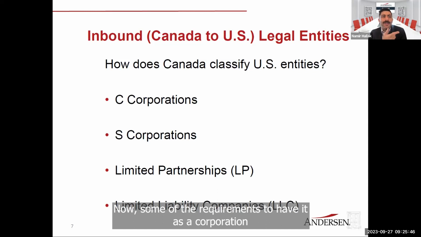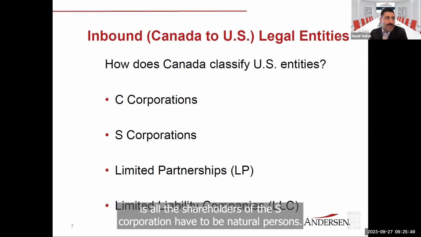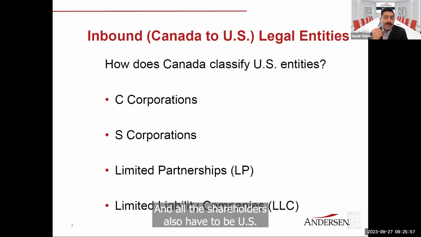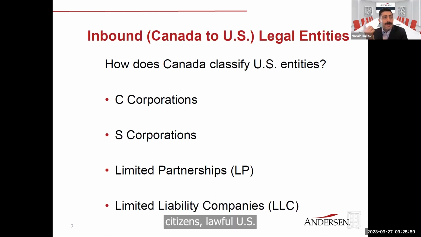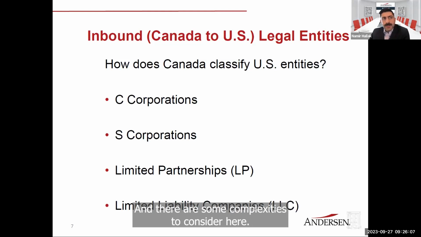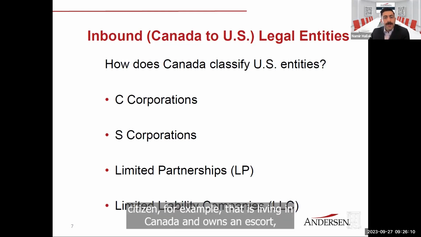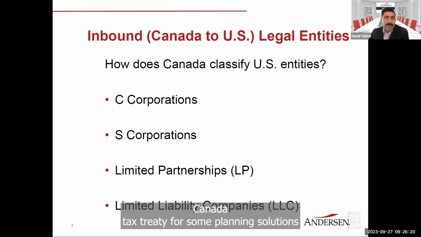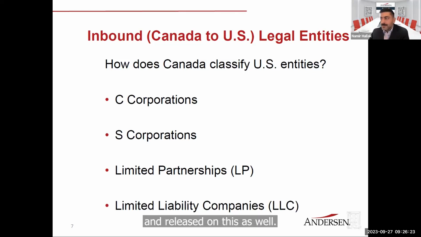Now, some of the requirements to have an S corporation: all the shareholders have to be natural persons, so it can't be a C Corp, for example. And all the shareholders also have to be US citizens, lawful US permanent residents, or US residents for tax purposes. There are some complexities to consider here. If you have a US citizen living in Canada who owns an S Corp, there may be a double tax exposure, but there is an opportunity to look at the US-Canada tax treaty for some planning solutions and relief as well.